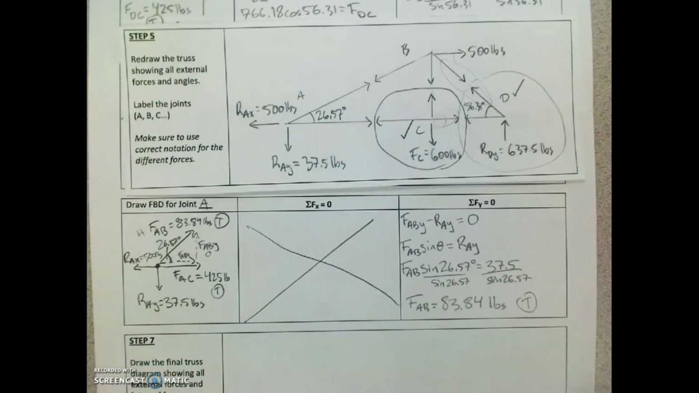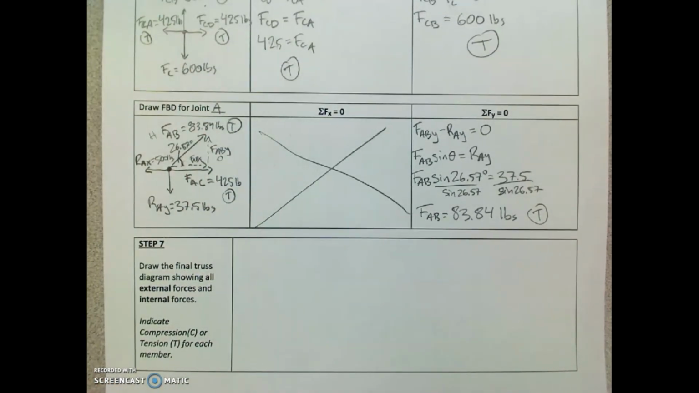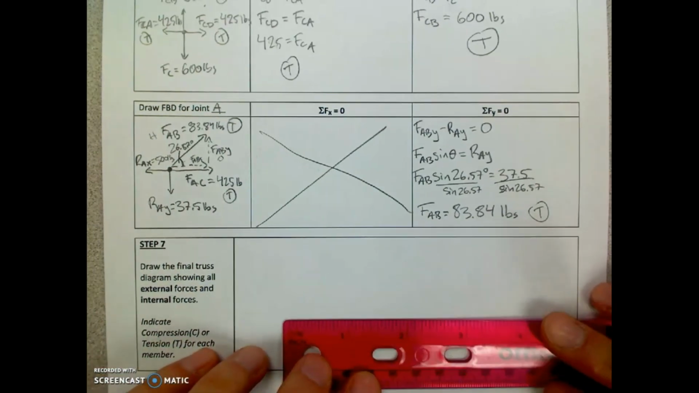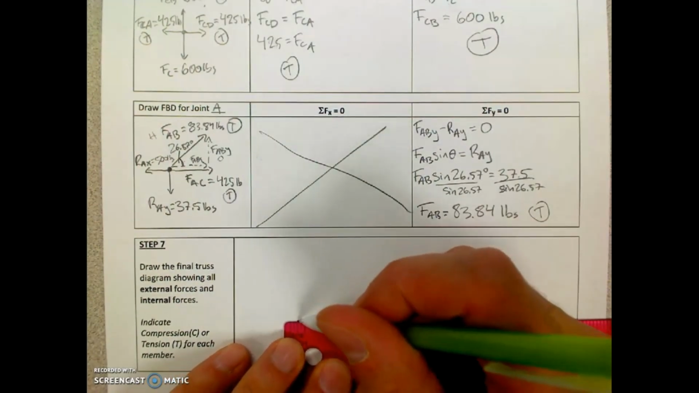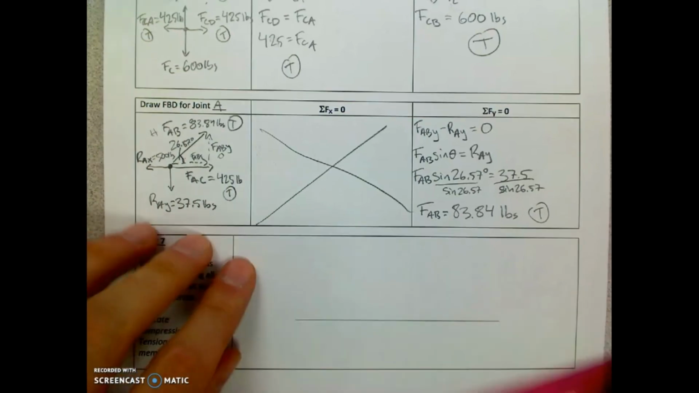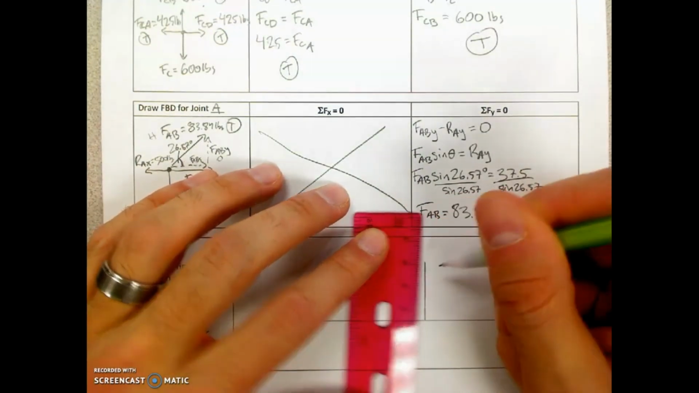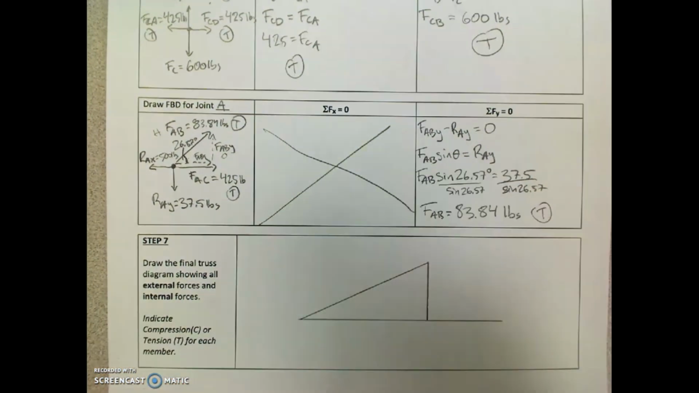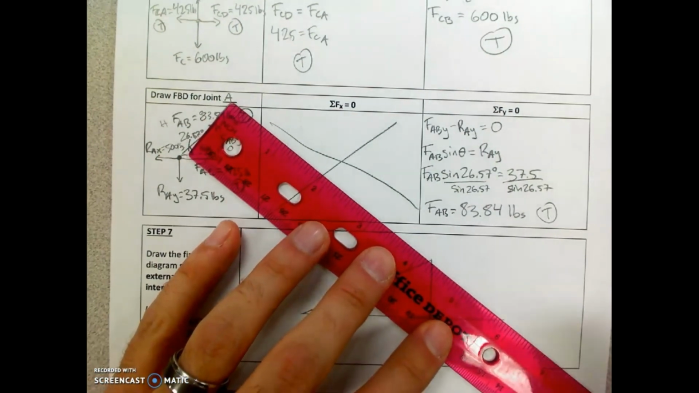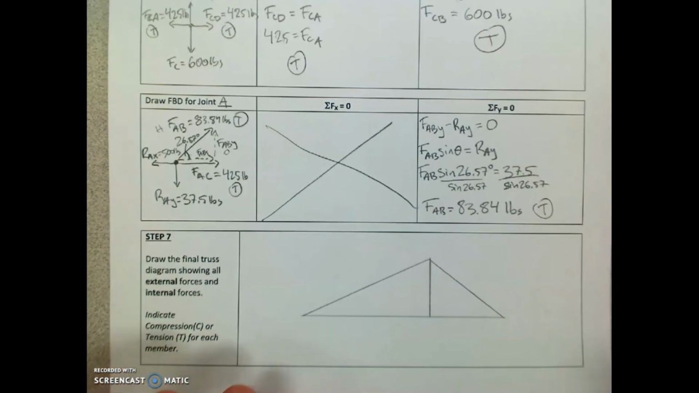But there's one last thing. We need to finalize that answer. We need to identify what our final solved truss looks like. So what we're going to do is redraw one more time, I promise. And we're going to identify every single force that we worked so stinking hard to calculate. So I've got my handy dandy ruler, making sure all of my members are straight.